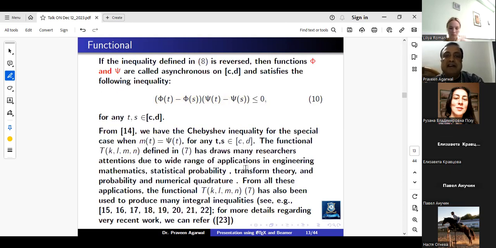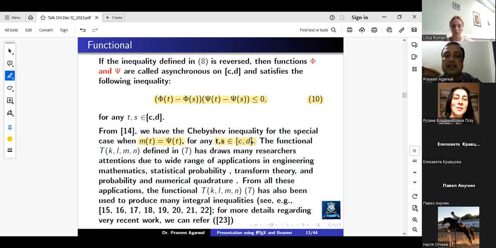If the inequality defined in 8 is reversed, then functions phi and psi are called asynchronous on [c,d] and satisfy the following inequality, which is given by equation number 10, for any t, s belonging to [c,d]. From 14, we have the Chebyshev inequality for the special case when m(t) equal to psi(t), and for any t, s belonging to [c,d].